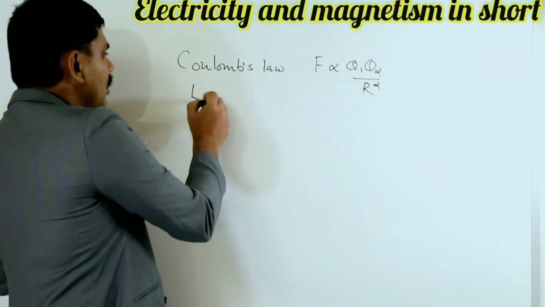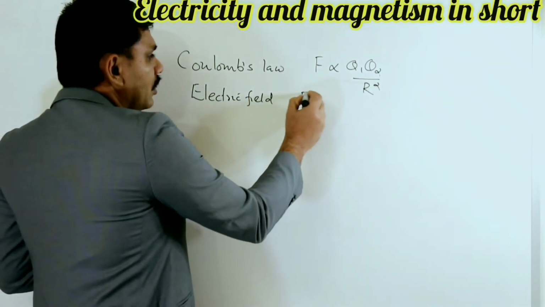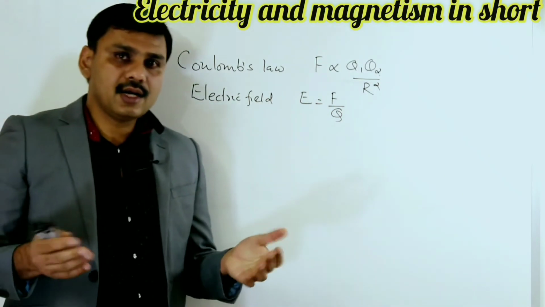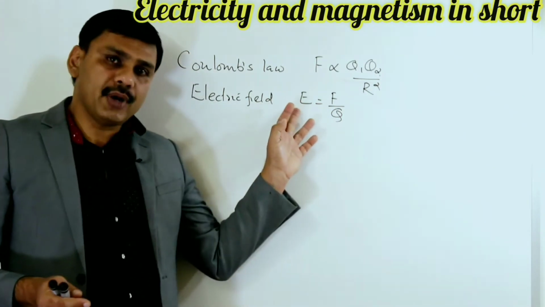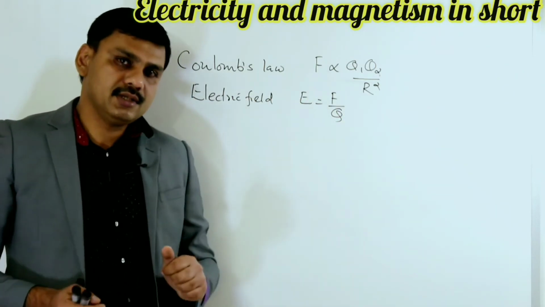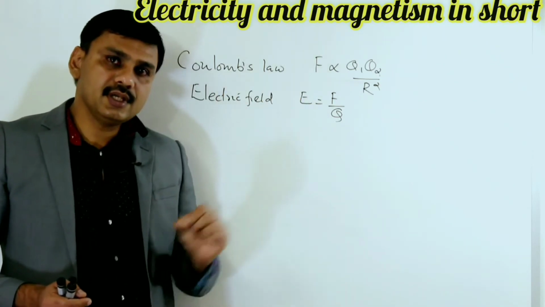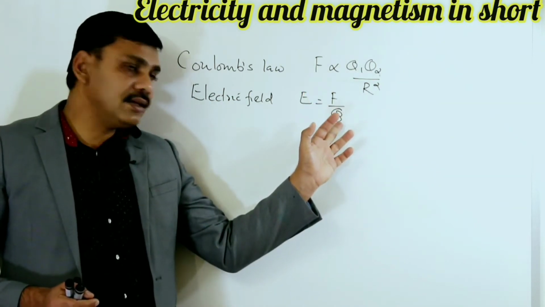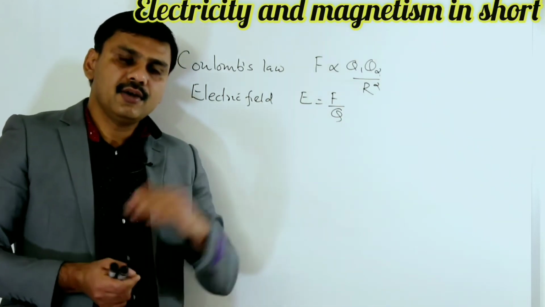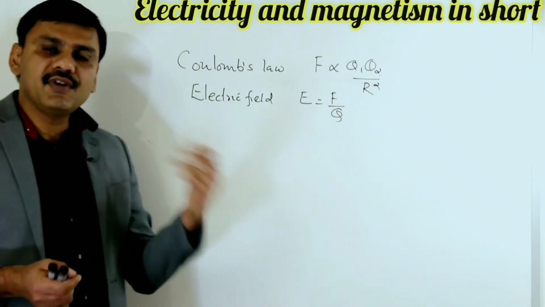Then another important definition is electric field. Electric field E equal to F by Q. This also you don't memorize as in the textbook. Electric field at a point is the force experienced per unit charge at that point. So just read this equation. That is the definition for electric field.